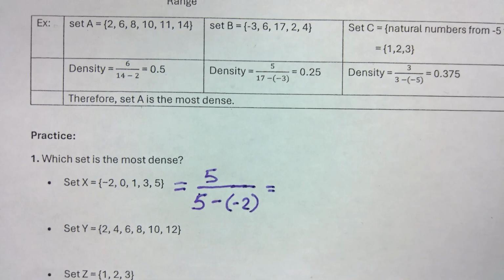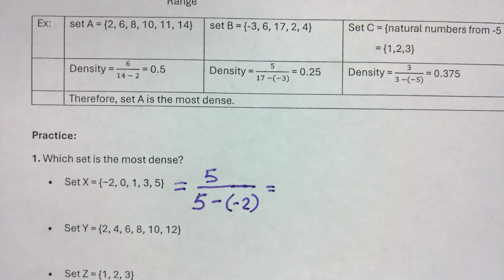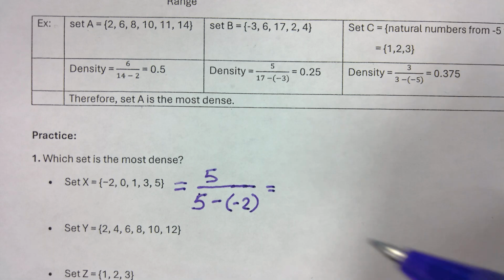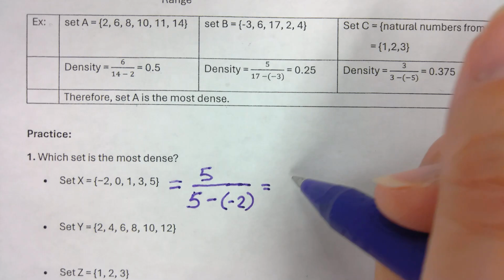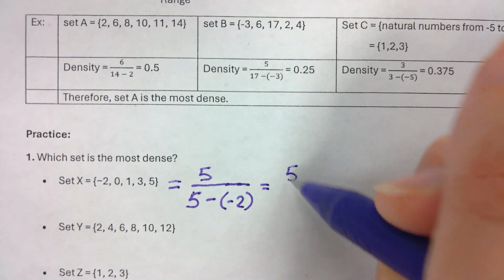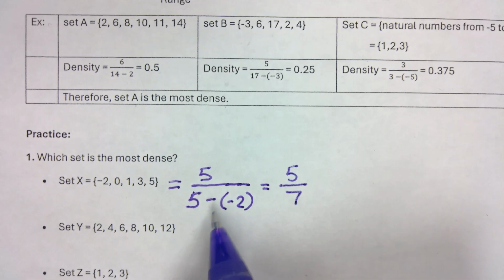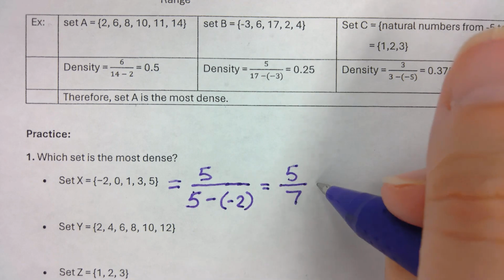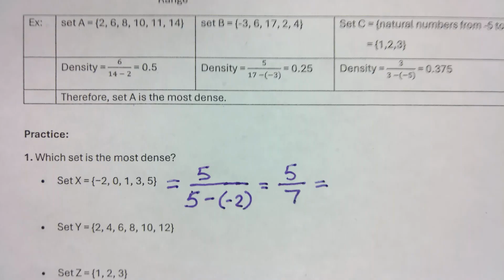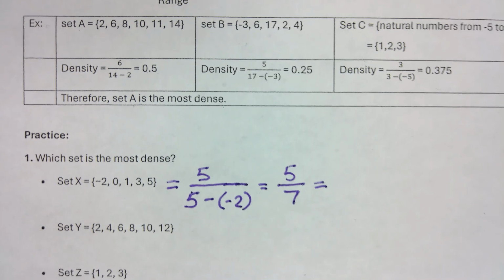And if you count it, so -2, -1, 0, 1, 2, 3, 4, 5, there's that the range is 7. All right, so 5 over 7. All right, because the two negatives make it a plus, so 5 plus 7. And then here, again, you can change it to a decimal using your calculator.